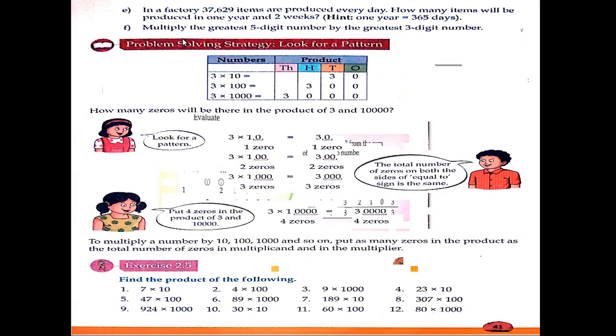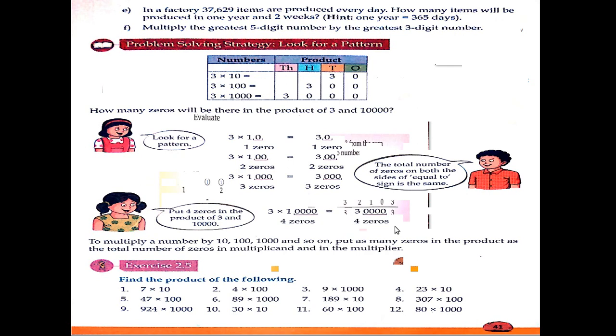If 3 into 10, that means there is 1 zero. If we multiply 3 into 100, then we have 2 zeros. If 3 into 1000, then 3 zeros, 3000. So we can say that we put 4 zeros in the product of 3, so 3 into 10,000 equals, how many zeros are there here?